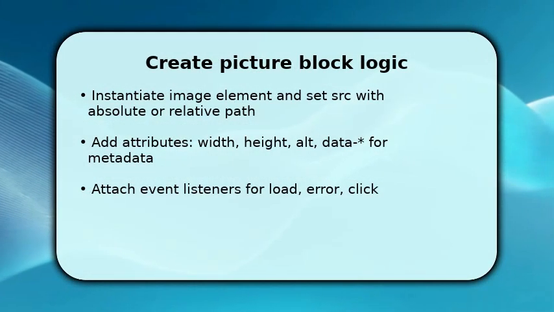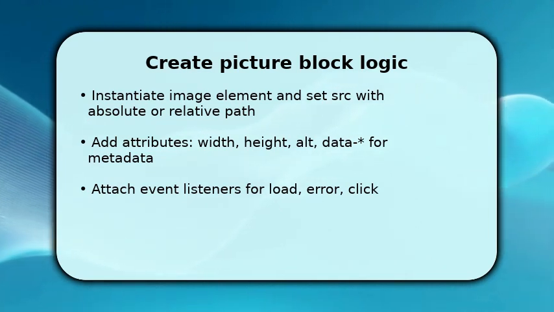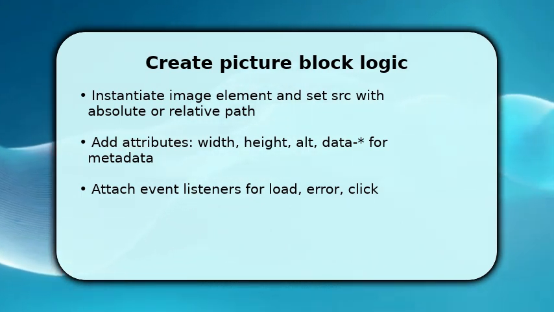You now build the picture block, create an image element, and assign SRC using the path variable. Next, set attributes like width, height, and alt text so the block behaves predictably. Then append the image to the HTML container and add load and error listeners to manage fallback images.